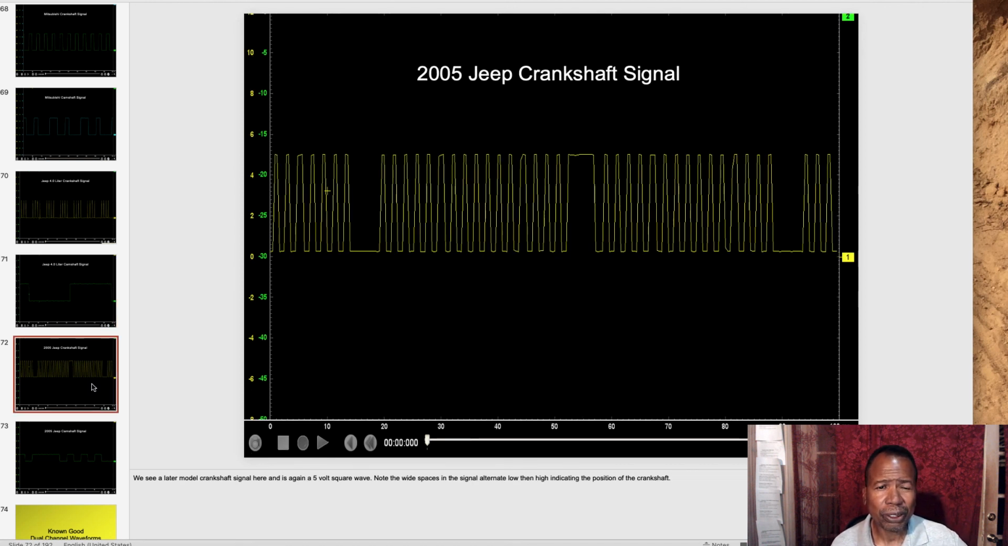Here's a 2005 Jeep crankshaft signal. It's also a digital signal. You see alternating low, high, low. Again, it gives the crankshaft position to the PCM, just telling the PCM the crankshaft position. Alternating low, high, low signals. Again, a normal waveform.